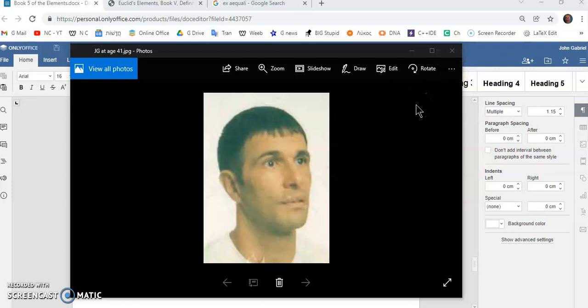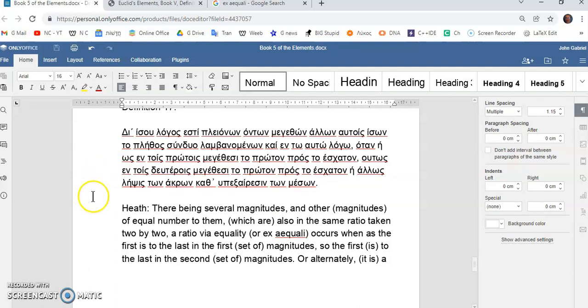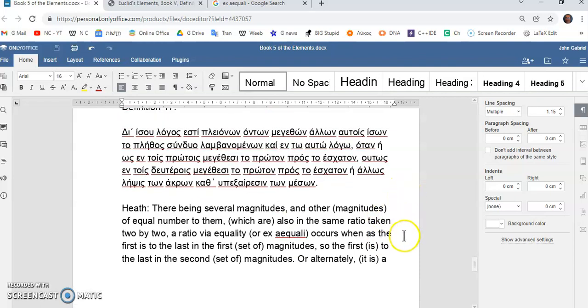My name is John Gabriel, and today I'm going to be talking about the final two definitions of the most important book of the Elements, Book 5, namely definitions 17 and 18. So let's begin. Now, Heath obviously didn't understand these definitions very well, and he wasn't the only one.